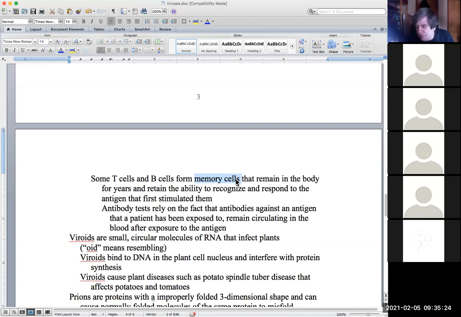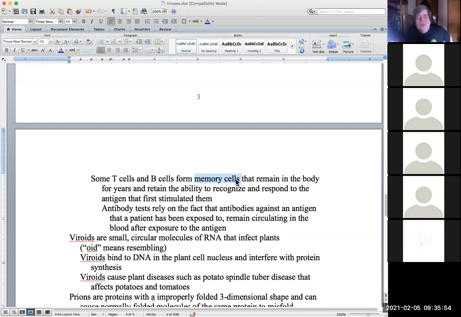So this is why in most cases, the second time you get exposed to the same antigen, you don't necessarily develop any symptoms. So there's a childhood illness called the mumps. And if you get the mumps, the next time the mumps goes around your school, you don't get the mumps usually. Why? Because you have memory cells that respond to this infection, and as a result, you never even know you were exposed.